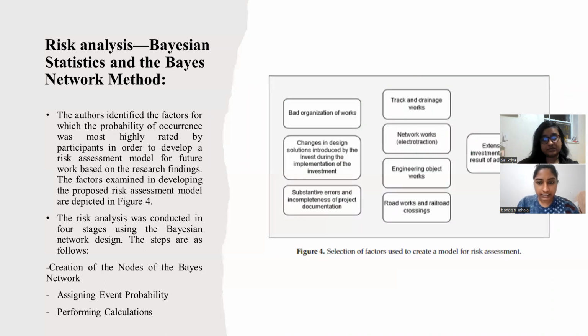Coming to the risk analysis, Bayesian statistics and the Bayes network method: people use the Bayes network method when they are trying to figure out how much risk there was, because it is probabilistic and can be updated with new information from experts or from previous data. Next slide.